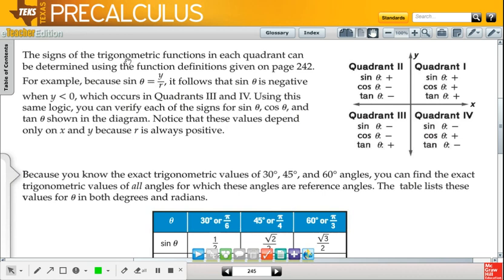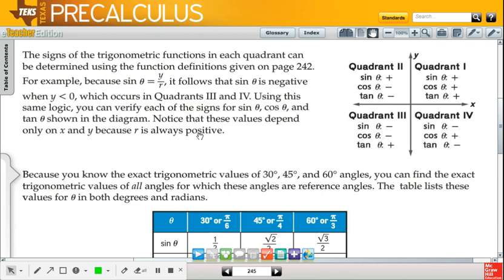The sign of the trigonometric function in each quadrant can be determined using the function definitions given on page 242. For example, because sine theta equals y over r, it follows that sine theta is negative when y is less than 0, which occurs in quadrants 3 and 4. Using this same logic, you can verify each of the signs for sine theta, cosine theta, and tangent theta shown in the diagram. Notice that these values depend only on x and y because r is always positive.